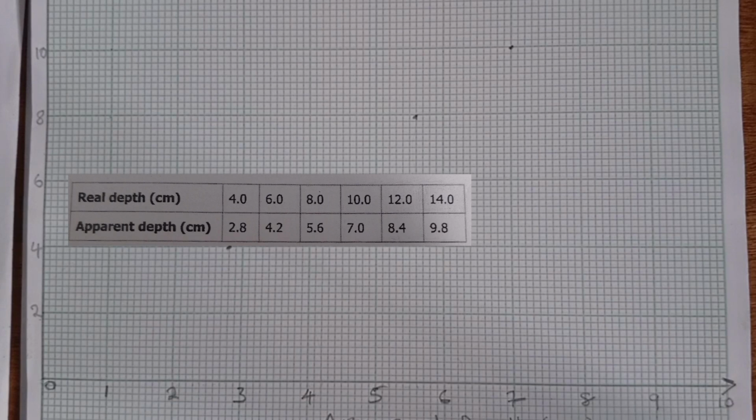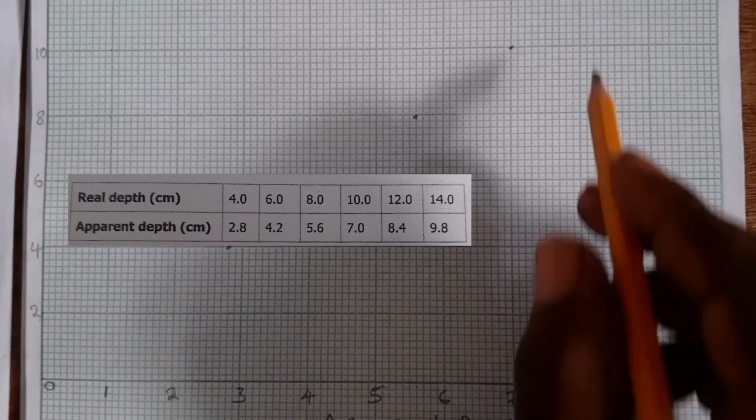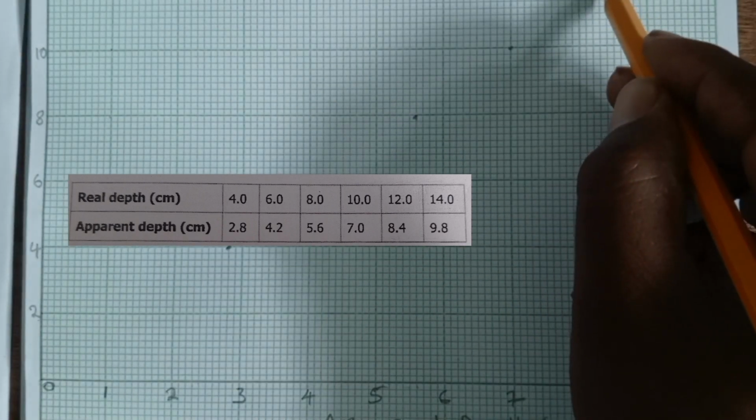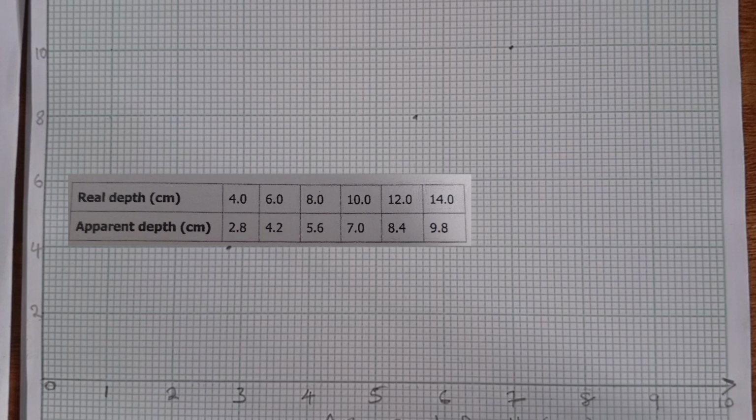Then we have 8.4, 12. So this is 8, 8.1, 8.2, 8.3, 8.4, 12. Then we have 9.8, 14. So 9, 9.1, 9.2, 9.3, 9.4, 9.5, 9.6, 9.7, 9.8, 14.